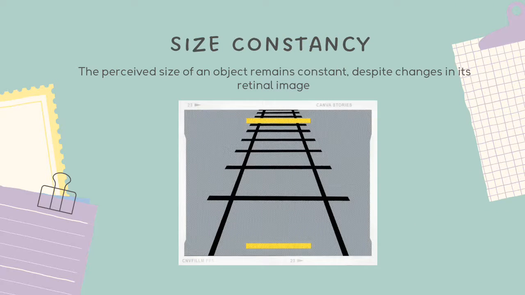Size constancy is the perceived size of an object that remains the same even though the size of its image on the retina changes. An example of size constancy is holding your left hand a few inches in front of your nose and your right hand at arm's length. Your right hand did not suddenly shrink because you have seen it many times at various distances.